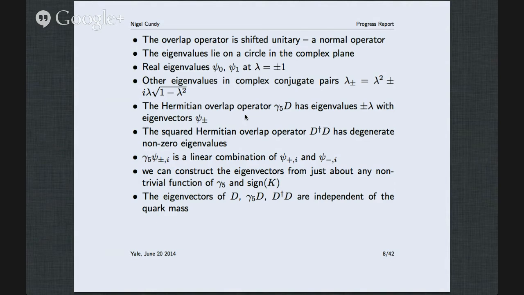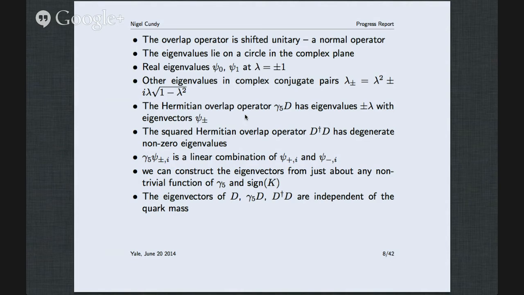given here. In particular, these pairs of eigenvectors are related to each other either by multiplying by gamma 5 or multiplying by the sign function. You can map from one of the eigenvectors in this pair to the other. So, in principle, you can construct the eigenvectors from just about any non-trivial function of gamma 5 and the sign function, as long as the non-zero modes aren't degenerate. I should also say the Hermitian overlap operator has degenerate non-zero eigenvalues, which can make life a bit trickier.